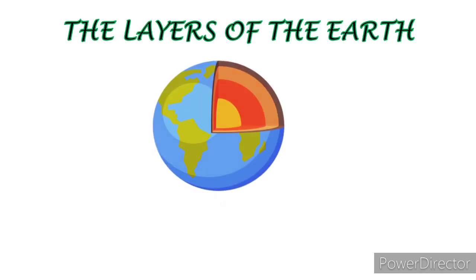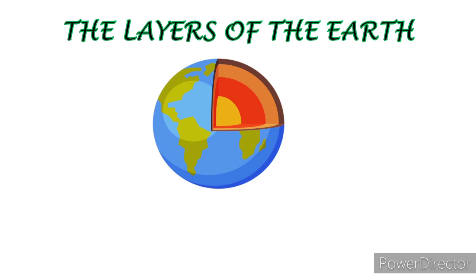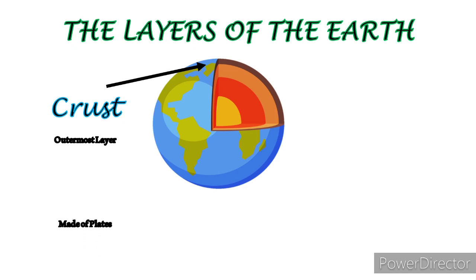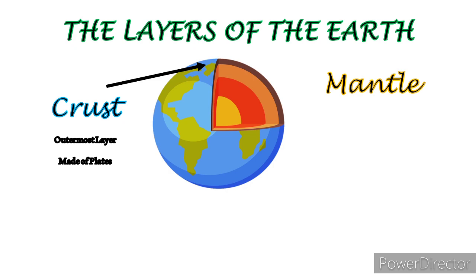The planet Earth consists of different layers. The first layer is the crust. This is the crust. It is the outermost layer, and it is made of plates. The next layer is the mantle. This is the mantle. What is the mantle? The mantle is the widest layer of the Earth. It is made of magma.